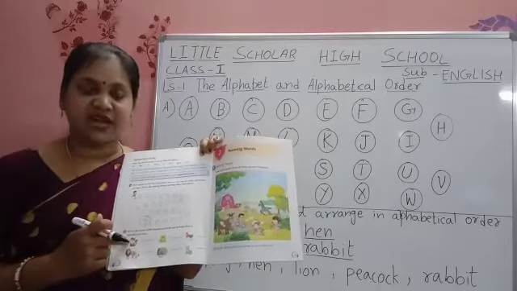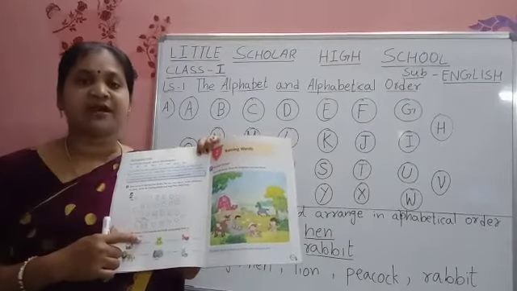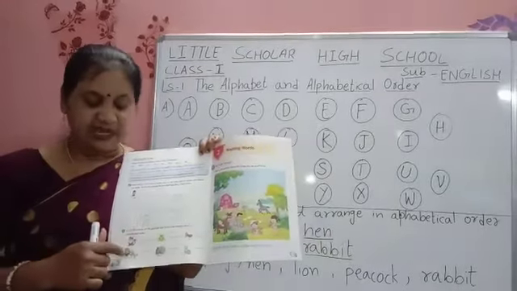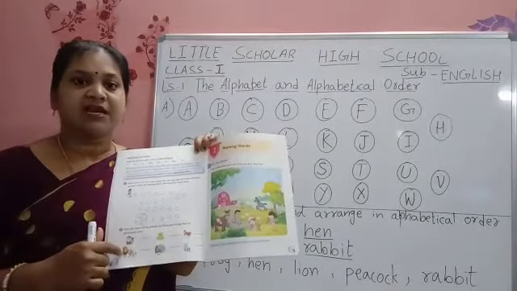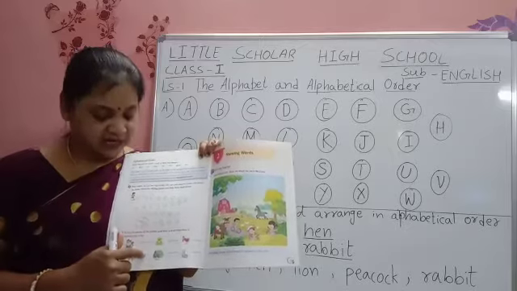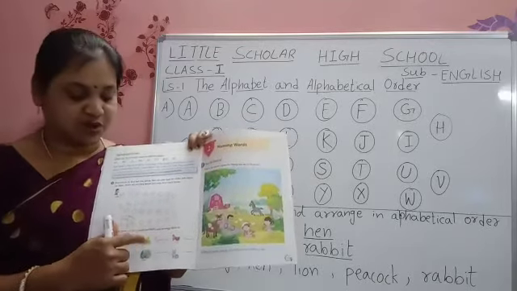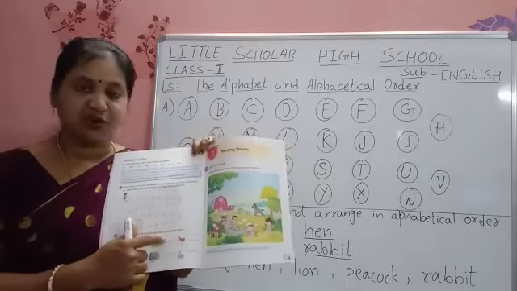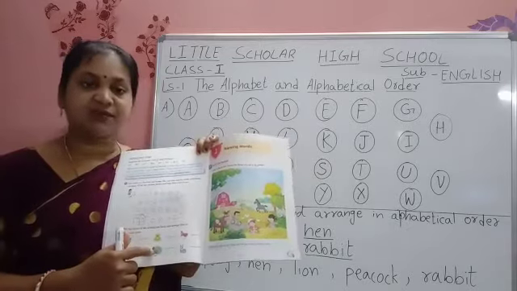So first one is cat. On the black line you will write C-A-T, cat. Then what is the second one? Lion. So what will you write on this black line? L-I-O-N, lion. Here what is this? Frog. So write it on the black line, F-R-O-G, frog. Then what is this? Peacock.